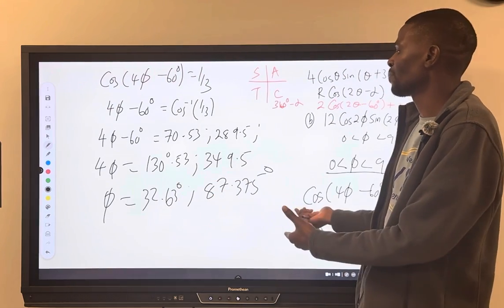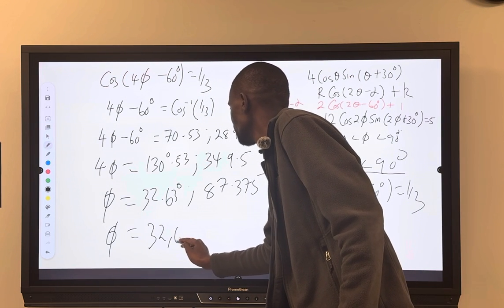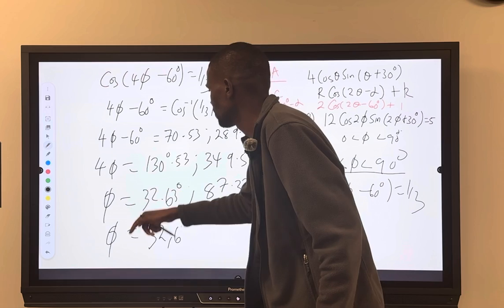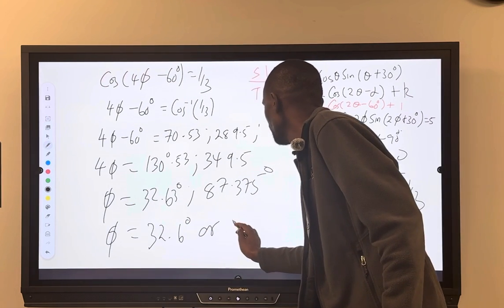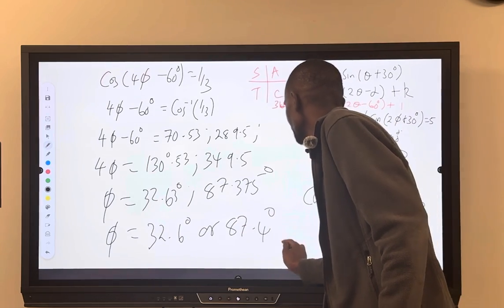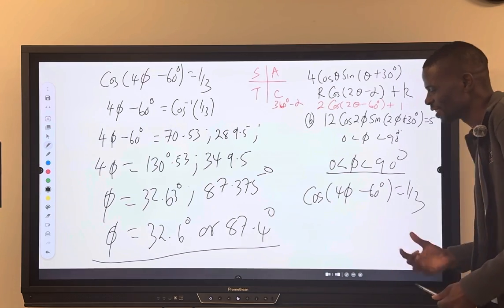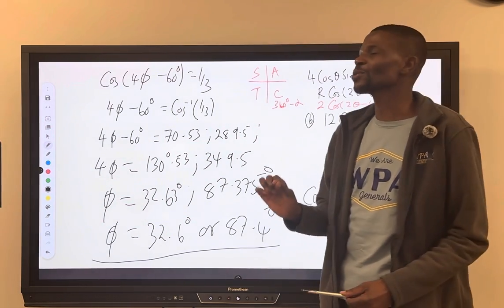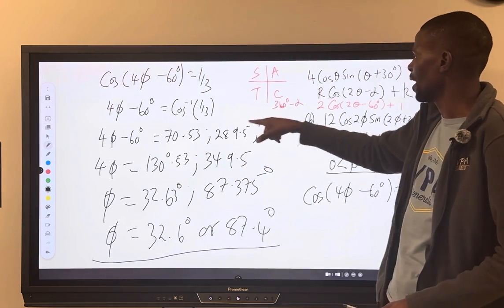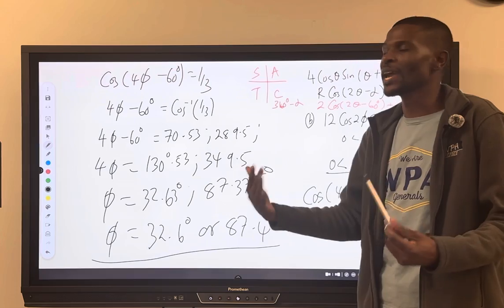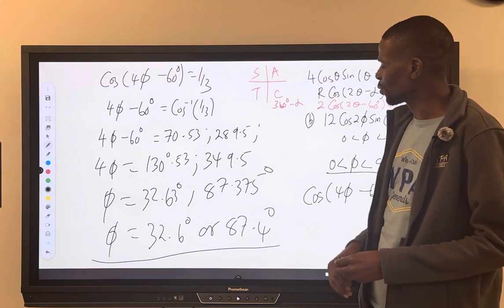But just because it's a Cambridge question, let me express these to one decimal place: 32.6 degrees or 87.4 degrees. So guys, this is how we solve trigonometric equations. Please make sure to watch the previous video on this question so that you will be able to follow through and be able to solve this part.